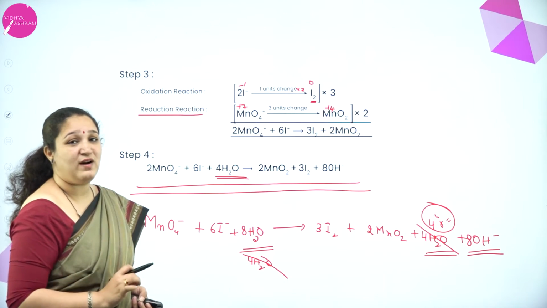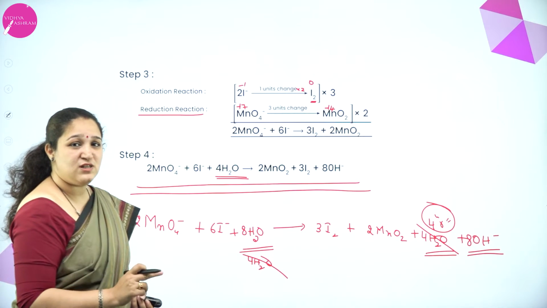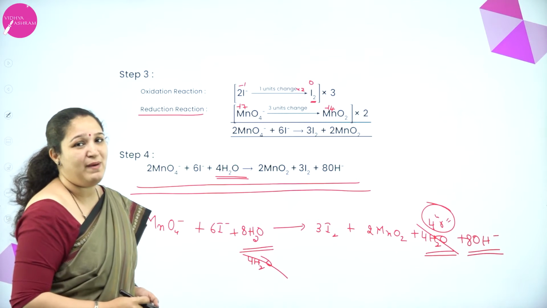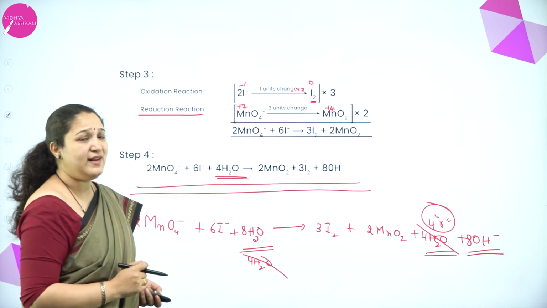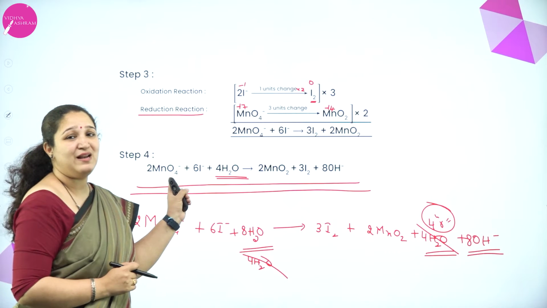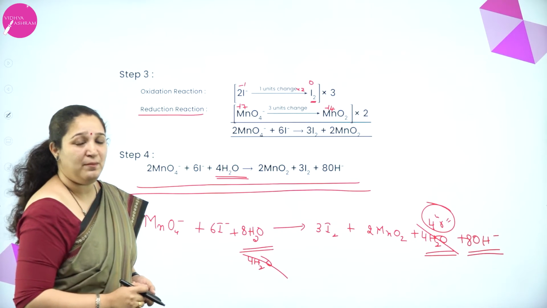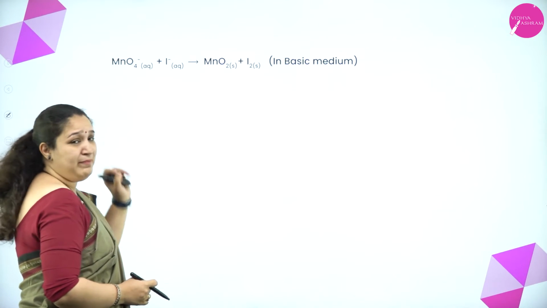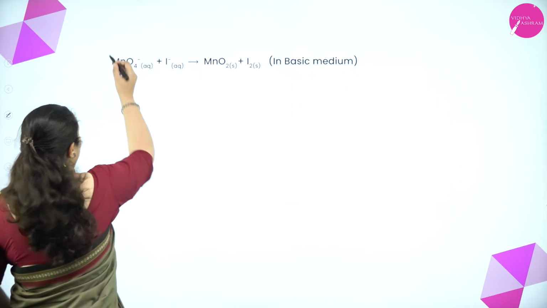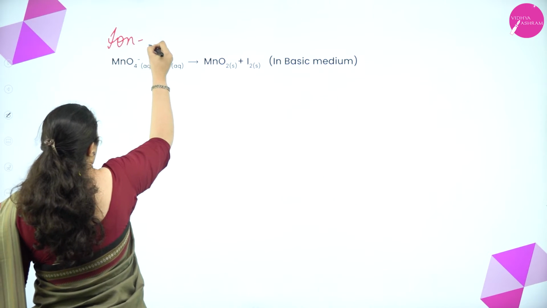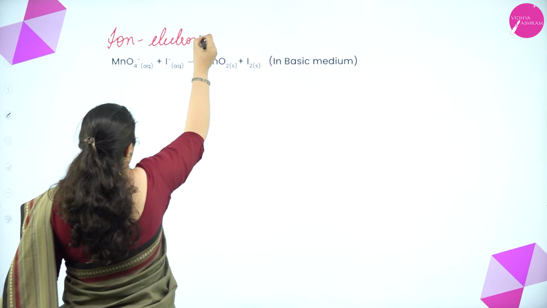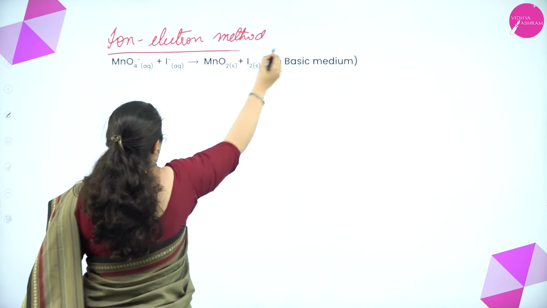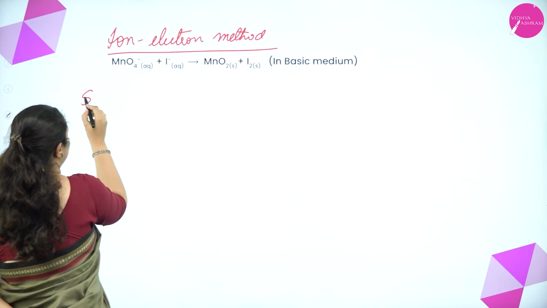So I hope you have understood. If not, pause the video, listen carefully, do the calculations and do the balancing. Okay. Next, the same equation I will balance using the ion electron method in basic medium only. Okay. So in basic medium, by ion electron method I shall do this. Okay. So what is my step 1?